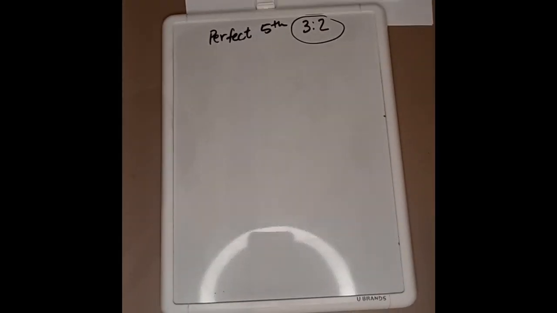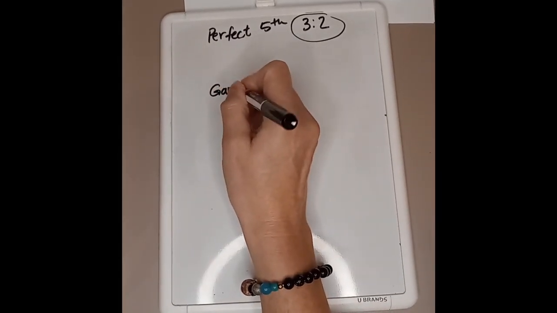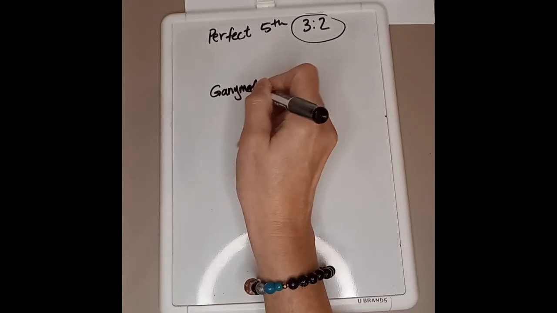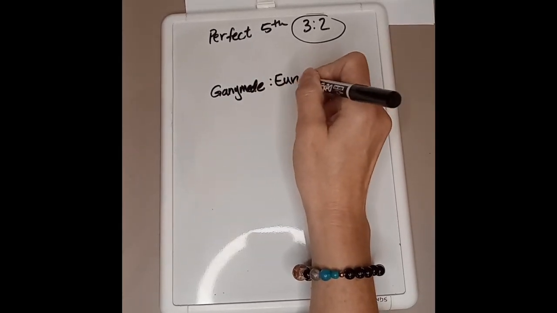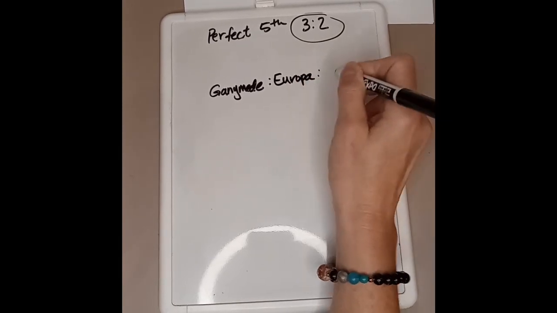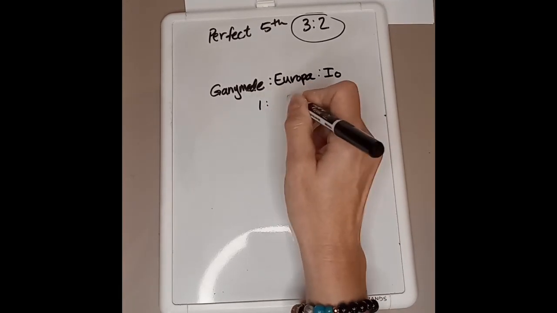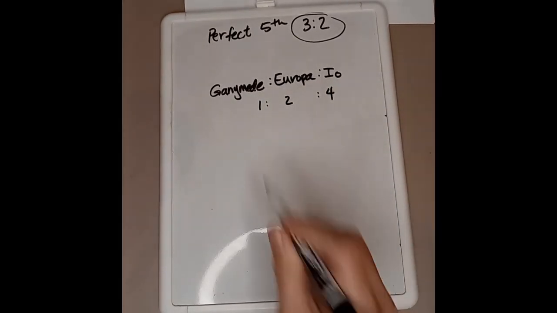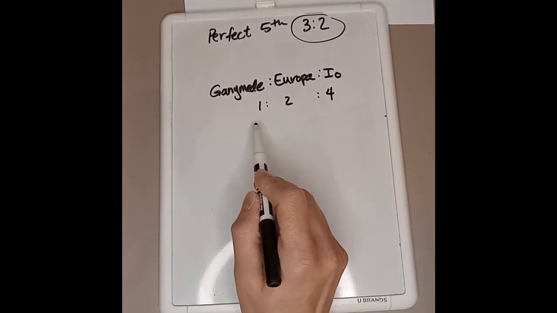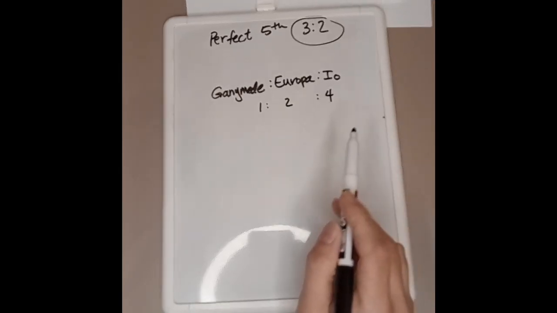So for an example, Jupiter's moons. They orbit, we have Ganymede as one of the moons, and you look at the ratio of their orbits, so Ganymede to Europa to Io. If you look at a ratio of all three of these, you have a ratio of 1 to 2 to 4. So for every one rotation that Ganymede makes around Jupiter, Europa's making 2 and Io is making 4.